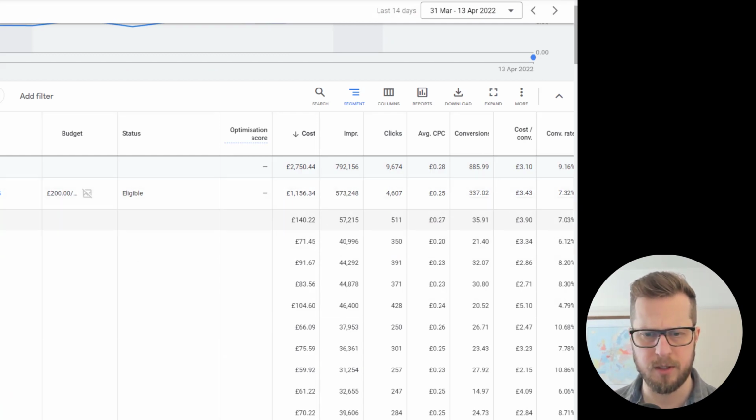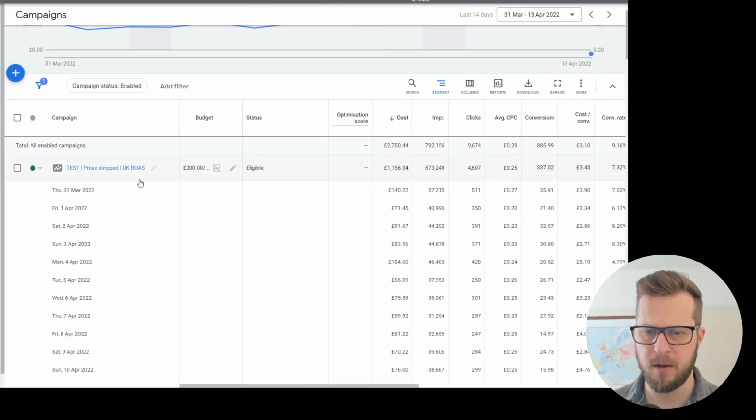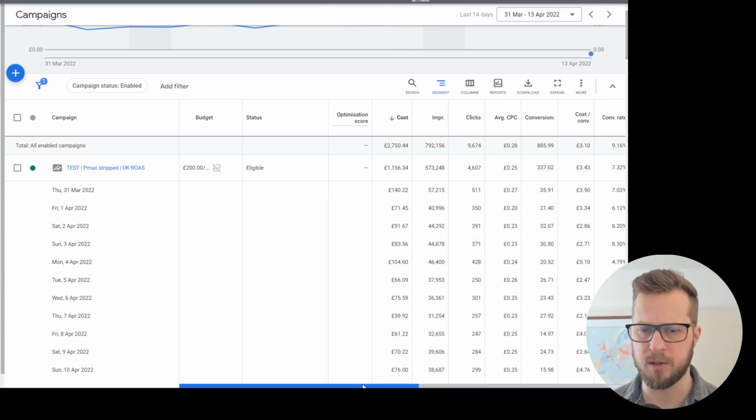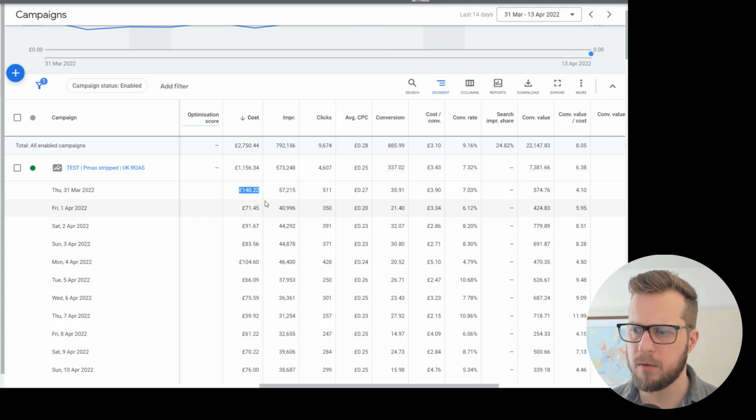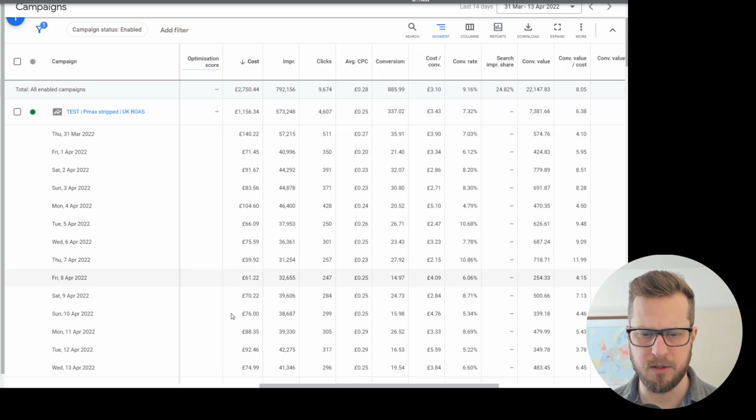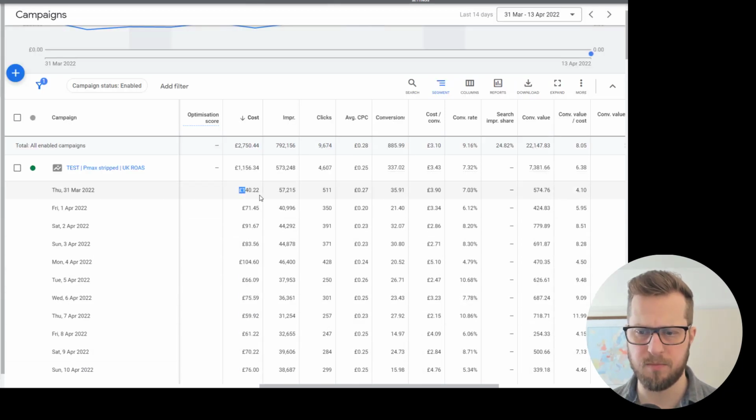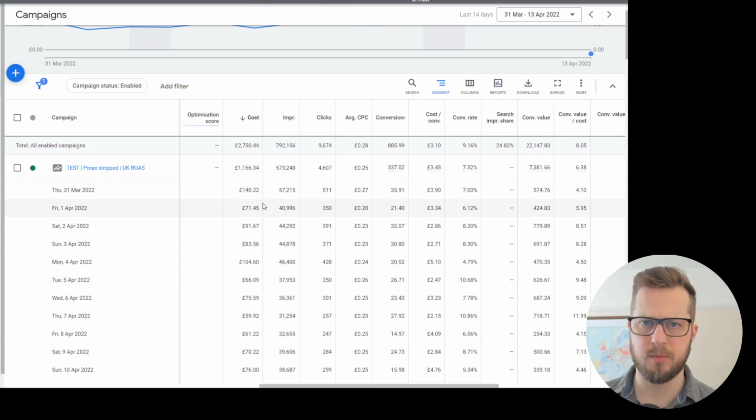highest spend campaign at the top. So this is a test Performance Max campaign. I can tell that because someone's named this very well. Targeting the UK with ROAS. £200 budget. And let's have a look. So we look for our daily spend. And as you can see, we are barely hitting half that spend. So that tells me two things.